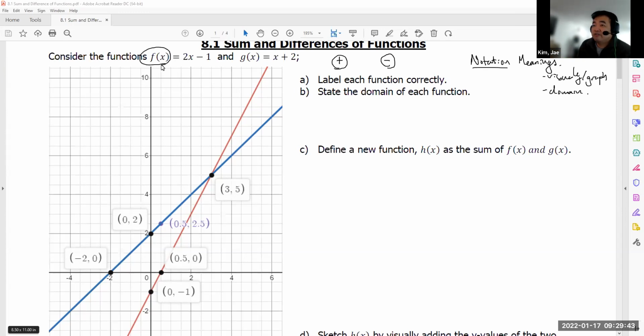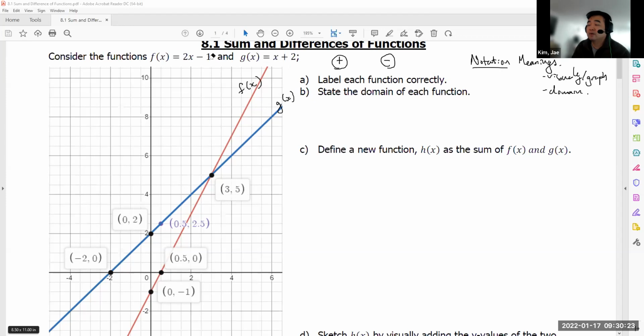Consider the functions f of x and g of x. Label each function correctly. I'm going to assume that you know how to label linear lines. Plus 2 recognizes that the y-intercept is a 2. Minus 1 recognizes that that's a negative 1. And I think that's the simplest way to do it. Some of you might just look at the slope instead. The slope is a 1 and the slope is a 2. Clearly, the red line is steeper, and therefore, that's f, and the blue line is g, whichever way works for you.